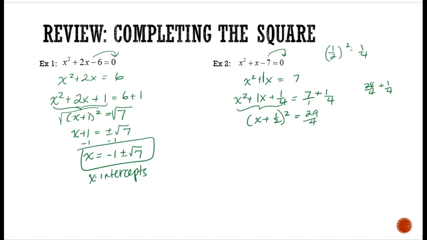All right, so again, next step, square root of both sides. So I'm going to have x plus 1/2 equals, now think about the square root here. It's the square root of 29 over the square root of 4. Well, square root of 4 is 2. Square root of 29 is some nasty decimal, so we're going to leave it like that. So we're going to call it plus or minus square root of 29 over 2.